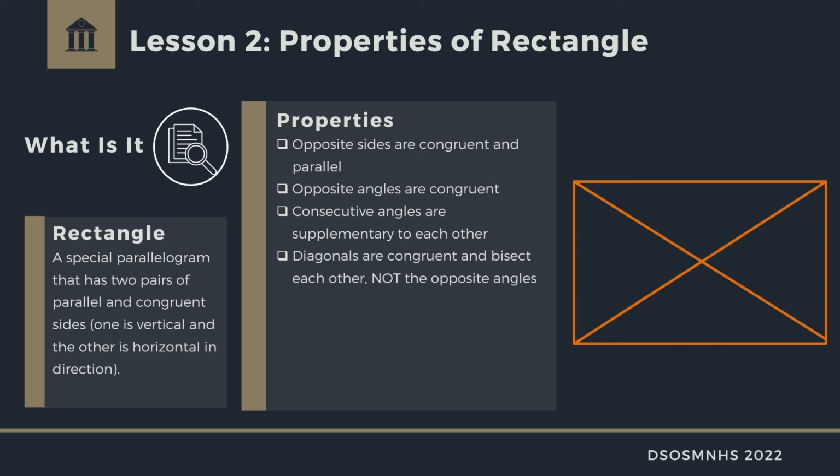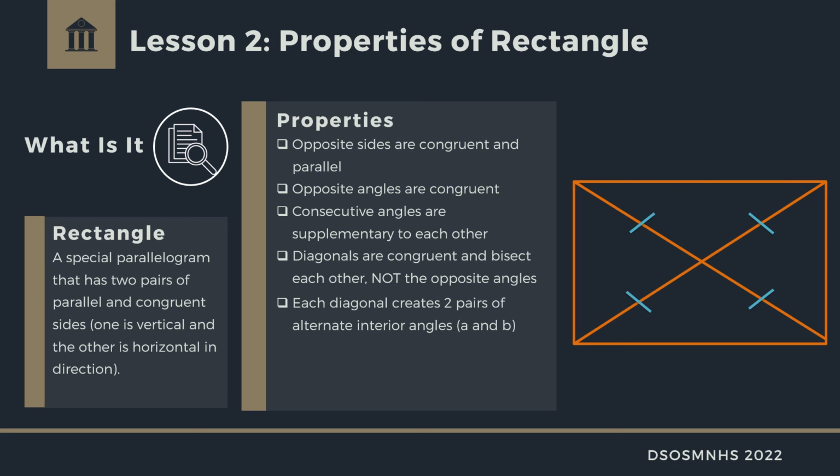In a parallelogram, diagonals are not congruent. But in a rectangle, the diagonals are congruent. So the two diagonals that cross each other are equal in length. In a parallelogram, they're not equal, but in a rectangle, they are equal. At the same time, they bisect each other, not the opposite angles. The four blue ticks mean all the segments are the same.